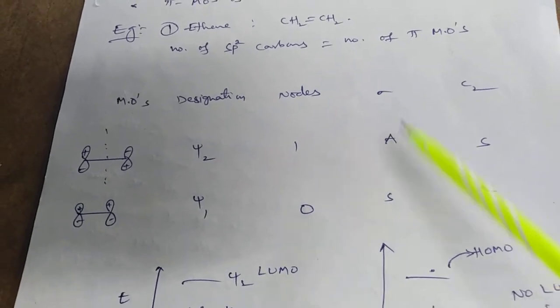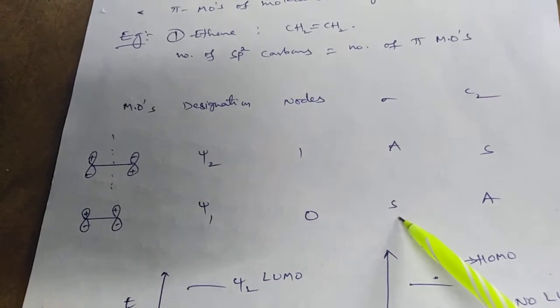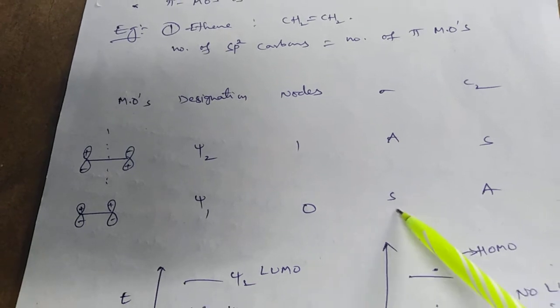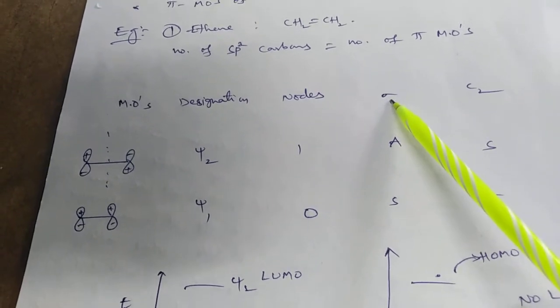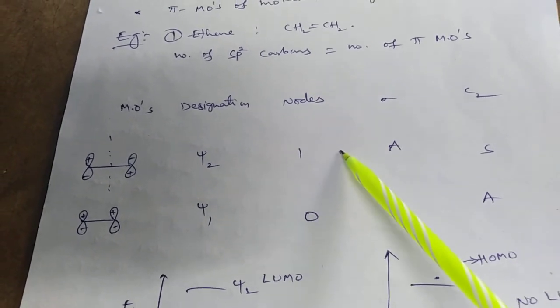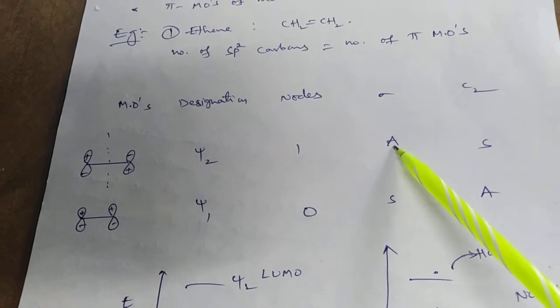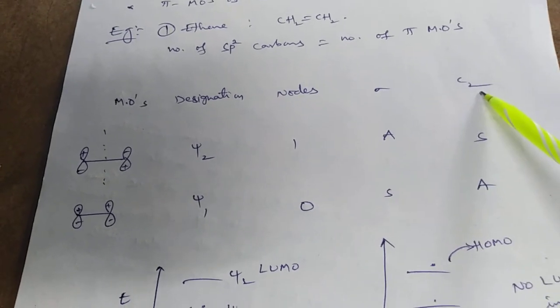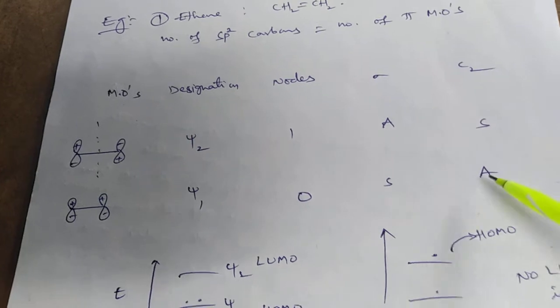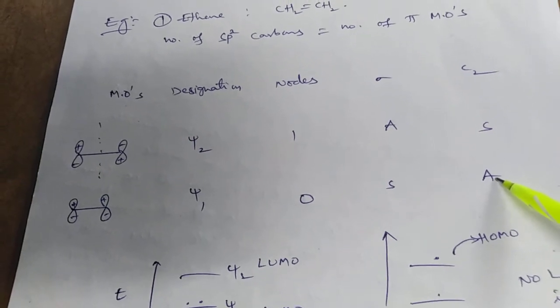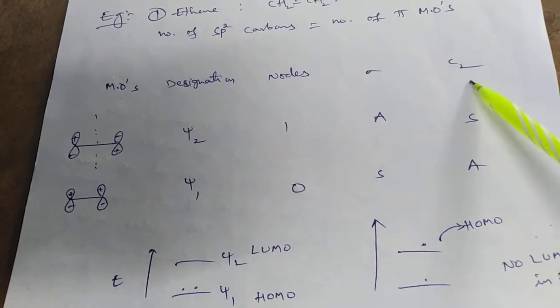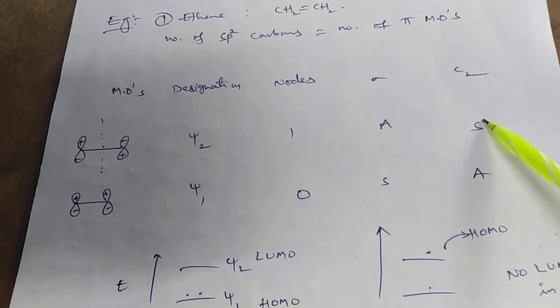Sigma is present for the bonding molecular orbital, so it is symmetric. Sigma is absent for the anti-bonding molecular orbital, so it is antisymmetric. C2 symmetry is absent for the bonding molecular orbital, so it is antisymmetric. And C2 is present for the anti-bonding molecular orbital, so it is symmetric.